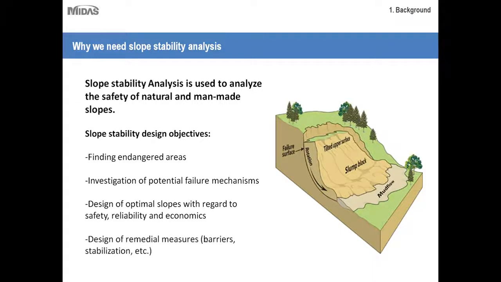And then the design of remedial measures such as barriers, stabilization, etc. So sometimes certain slopes might not be stable on their own, so certain support structures might be needed. For example, tiebacks or soil nails can be included, also geogrids, and I'll show you a couple of examples in the upcoming slides of remedial measures that can be used to stabilize your slope.